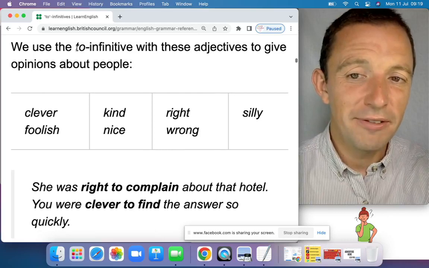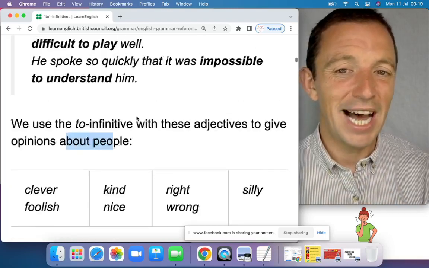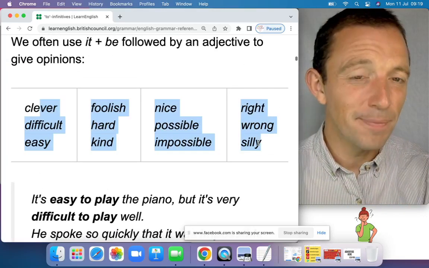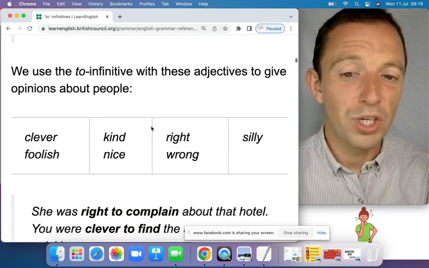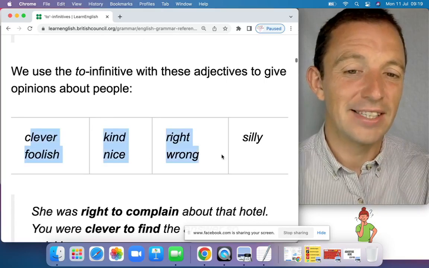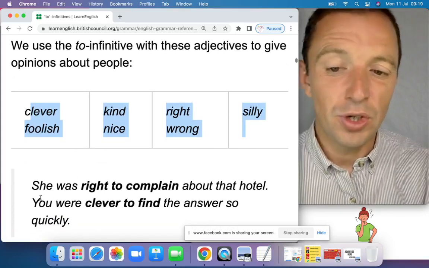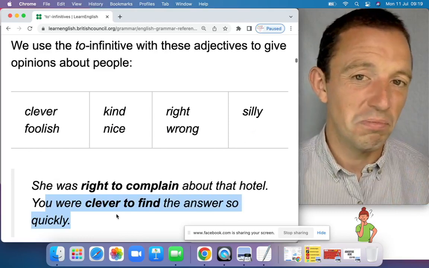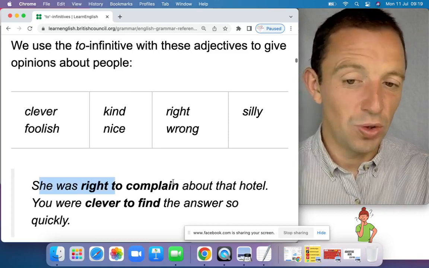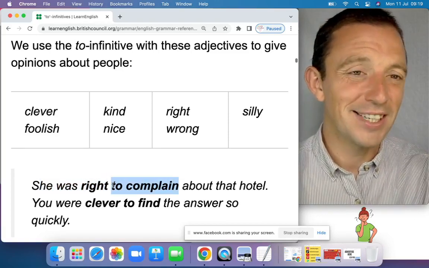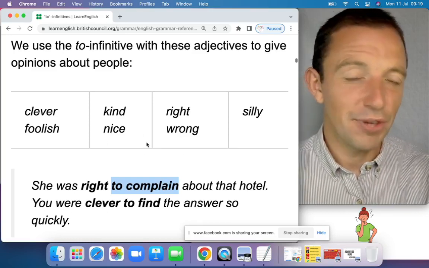We use the to infinitive with these adjectives to give opinions about people. So the previous adjectives are just giving opinions in general. But if you want to give an opinion specifically for people, we use the to infinitive after these adjectives. So it is clever. For example, you were clever to find the answer so quickly. So not difficult. I think that's logical, more or less. She was right. She was correct. To complain, infinitive after adjective. So she was correct. She was right. To complain, etc. And I think that's okay.